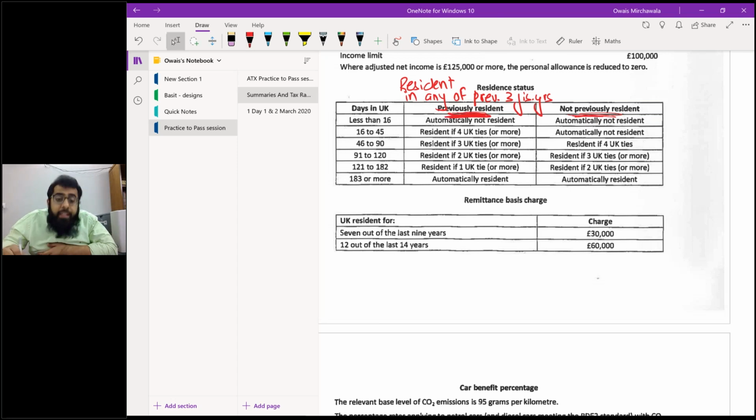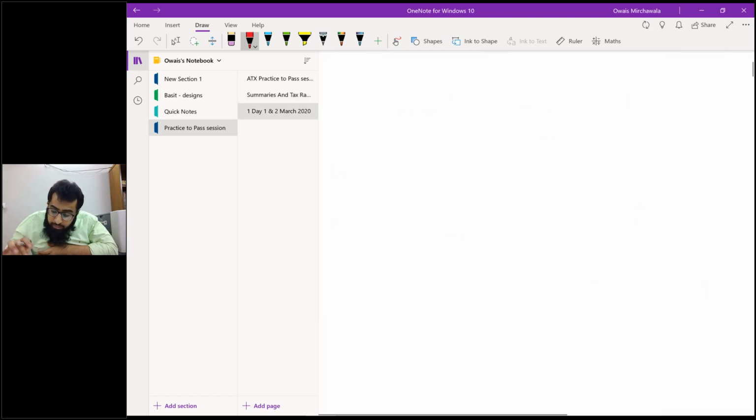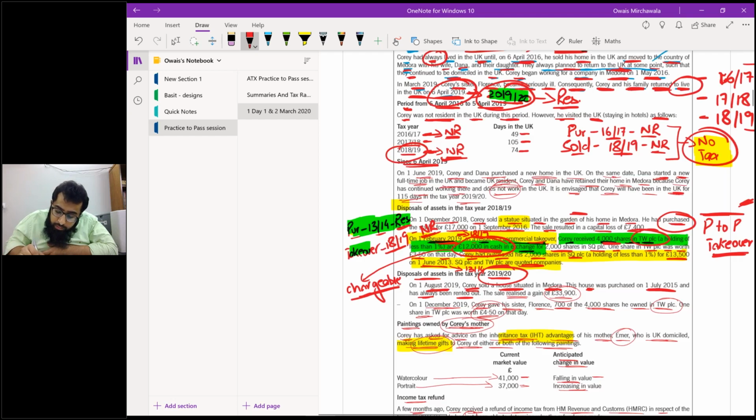And not previously resident means not UK resident in the previous 3 fiscal years. Now, if I look at the situation of Corey, was he resident in the previous 3 fiscal years? No. 18-19 NR, 17-18 NR, 16-17 NR. He has been non-resident in the previous 3 years. So his column will be this one.